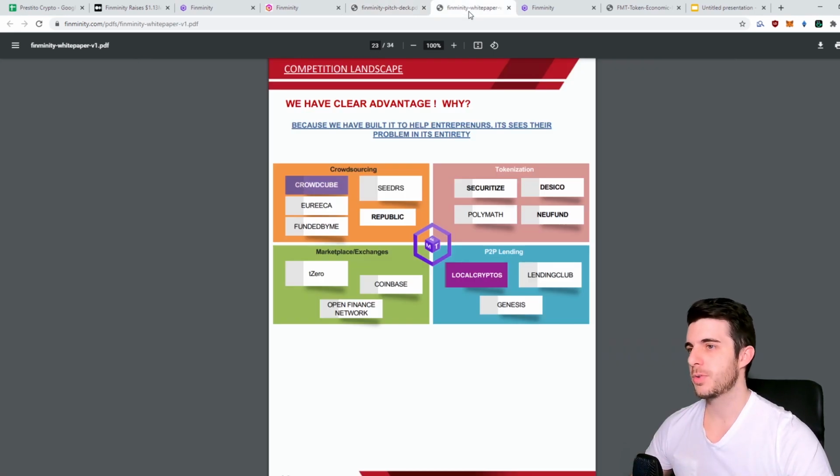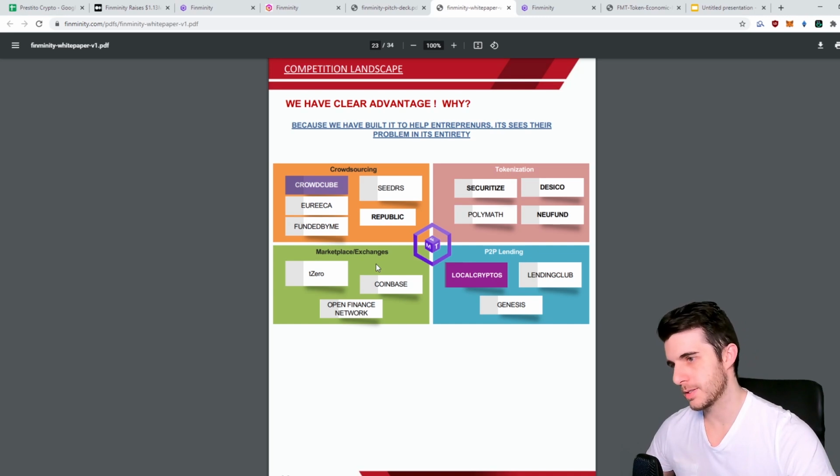Then another thing I wanted to go through was on their white paper. They've got their competitive landscape here, which I find quite interesting. As you can see, Finminity is kind of a combination of crowdsourcing, tokenization, peer-to-peer lending, and marketplace and exchanges. So you can see here some examples: Republic, tokenization, you get Polymath, LocalCryptos for peer-to-peer lending.